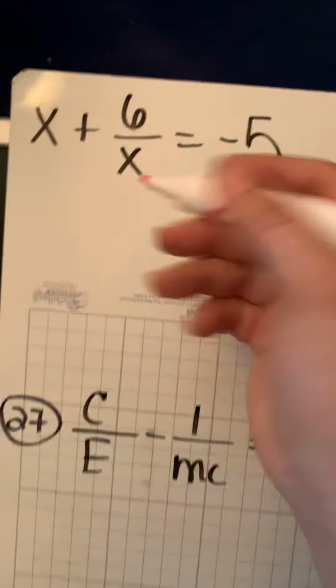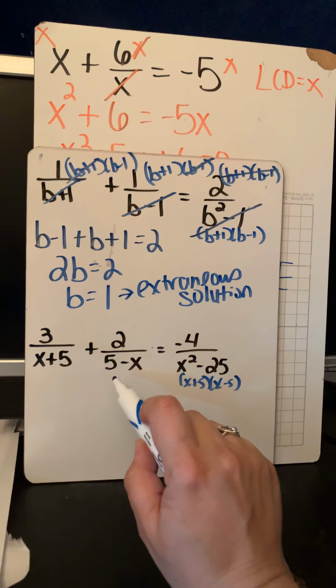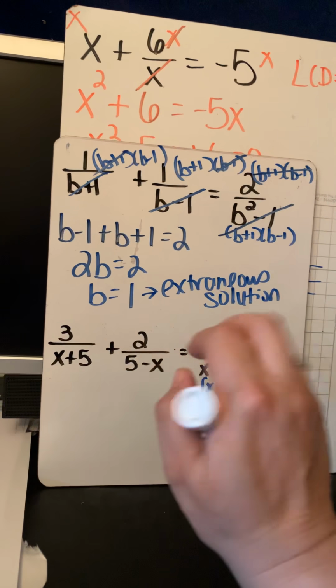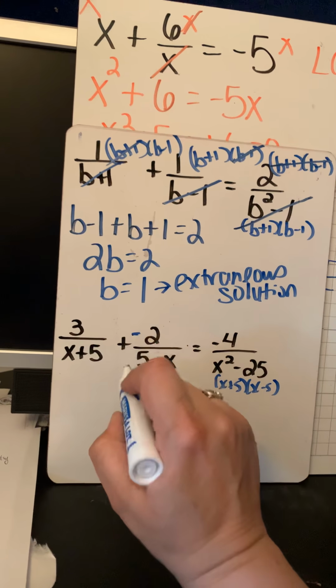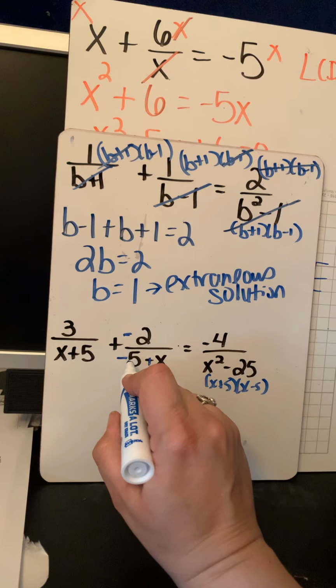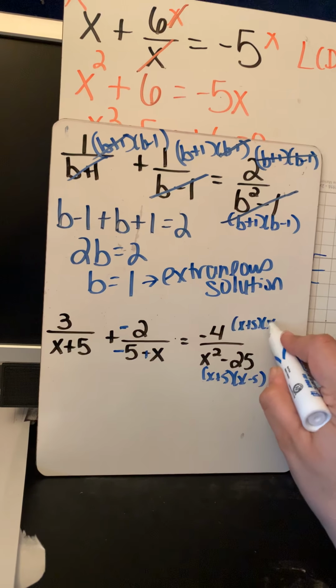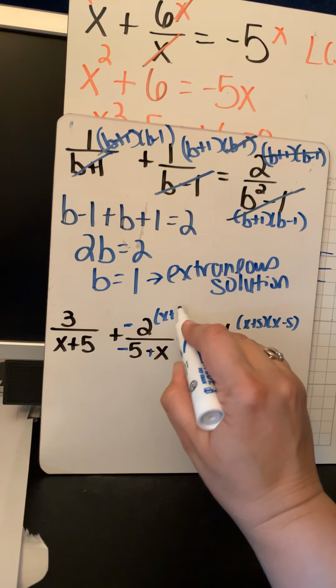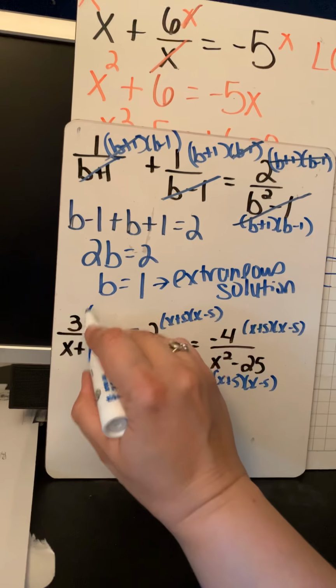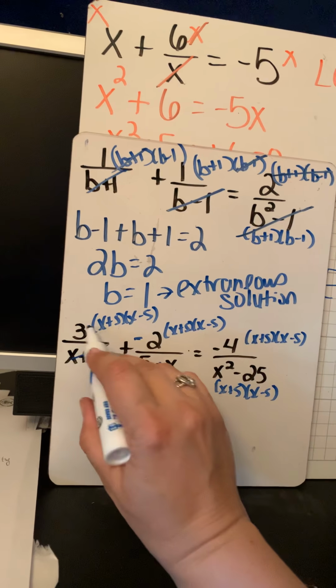Okay, last one. This one down here, if I factor that, x plus 5, x minus 5. What am I going to do to this one here? I'm going to make this negative and then switch the signs on both of those. So then I've got an x minus 5. So now my LCD is x plus 5, x minus 5, on each term. So here what cancels? The x plus 5.